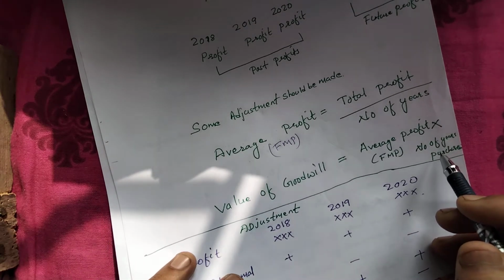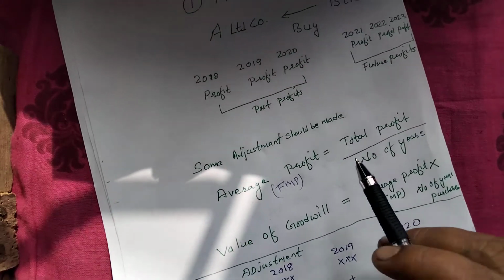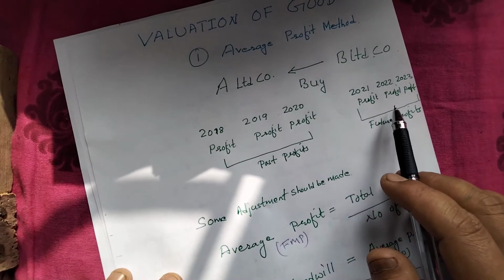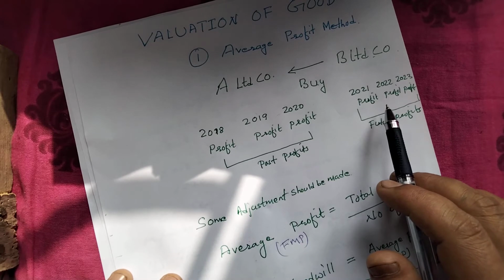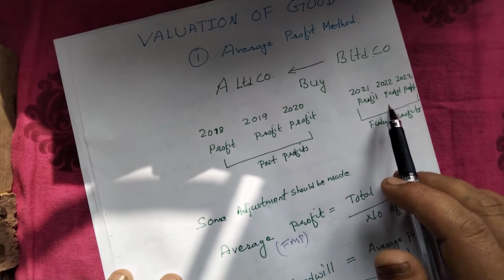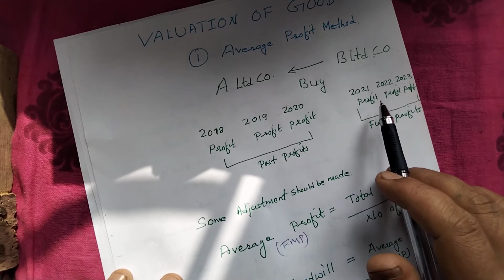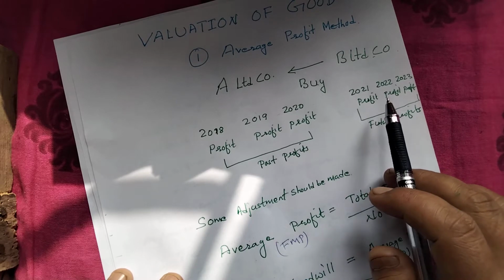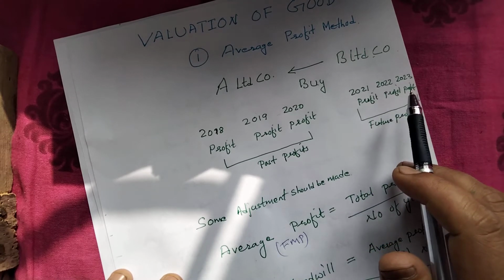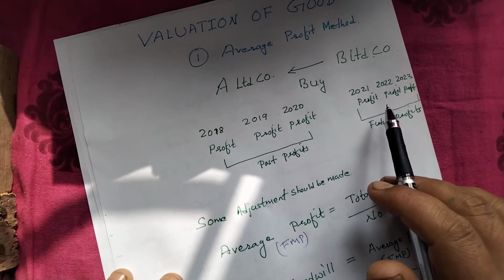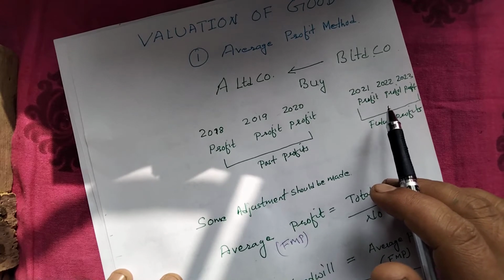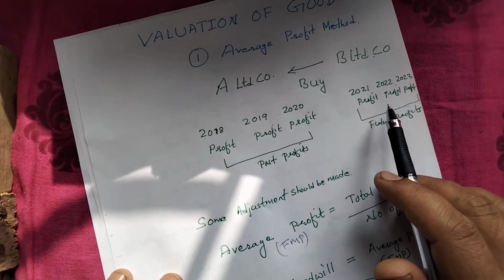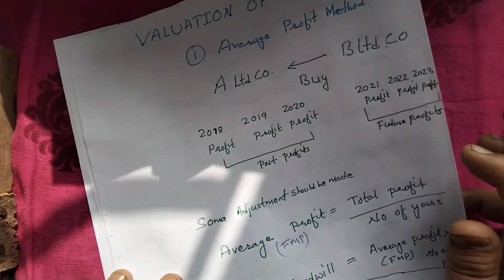Number of years purchase means what? Till in future, till when it will give the same kind of profit. I have already said that it won't be giving the profit for an indefinite period of time because of the dynamic nature of the market. So it will certainly give profit for 3 years, 4 years, 5 years accordingly.